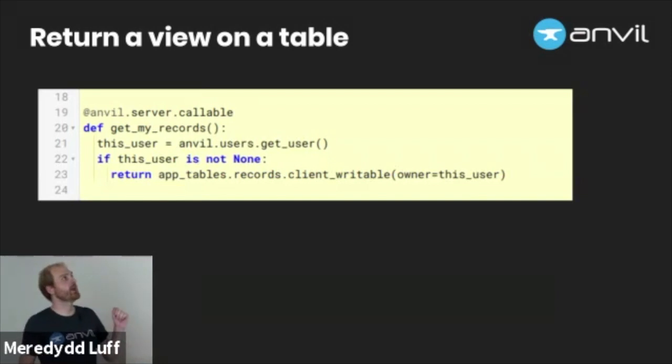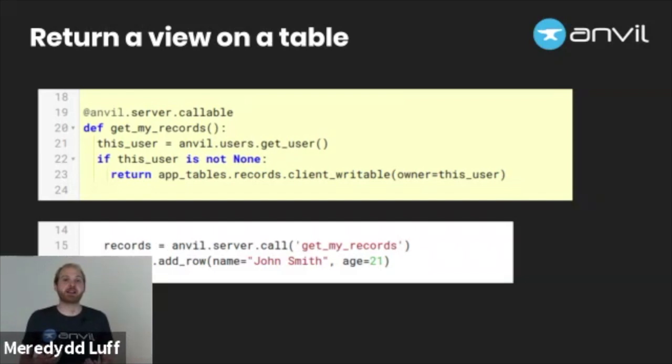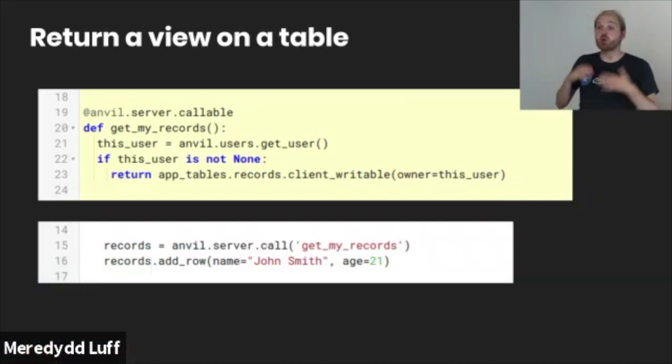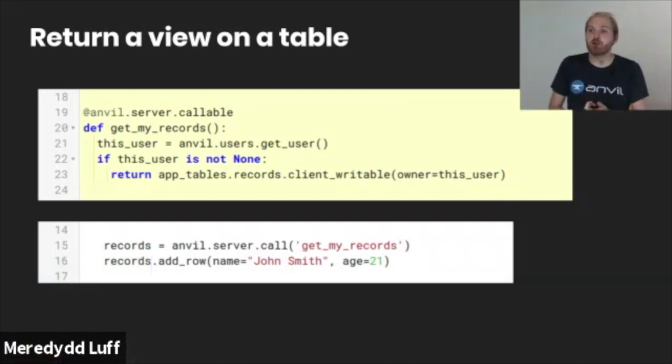So what we're doing here is the get_my_records function gets the currently logged in user, and assuming that there is one, it takes app_tables.records, it gets a client writable view, but it's restricted. It's a view on only the rows whose owner column is this user. And what that produces is an object that acts like a database table. So you can query it, you can add rows to it, you can delete rows from it. And again, this allows you to push an awful lot of your logic all the way to the edge, all the way into the browser without losing security.